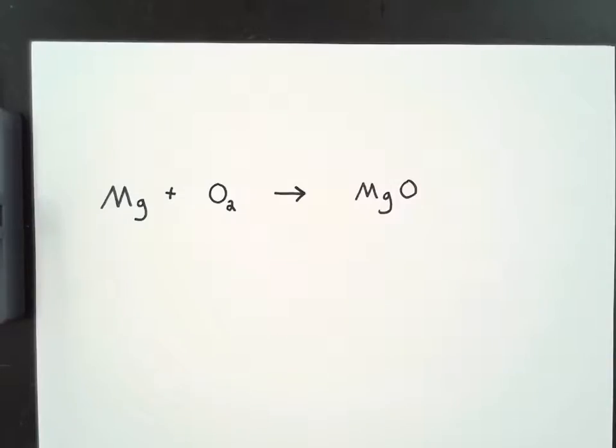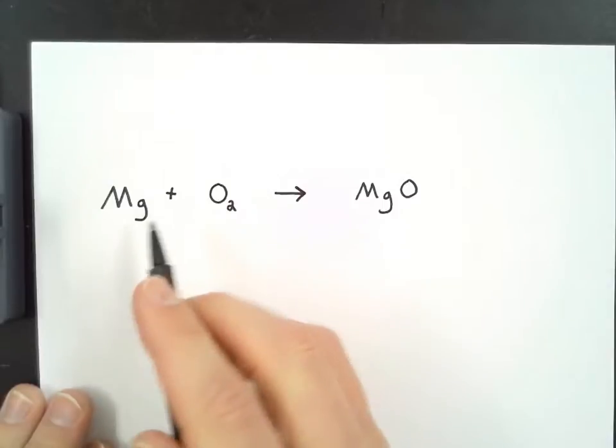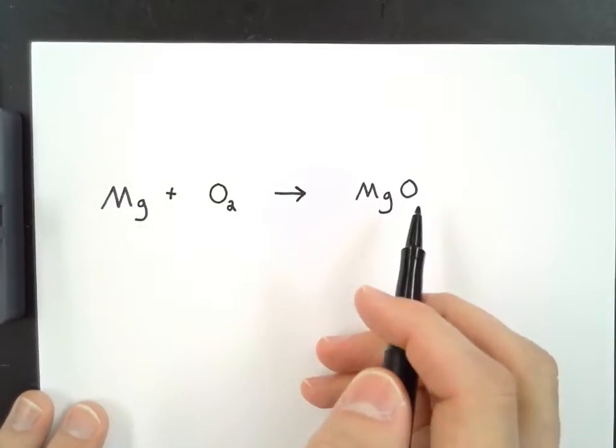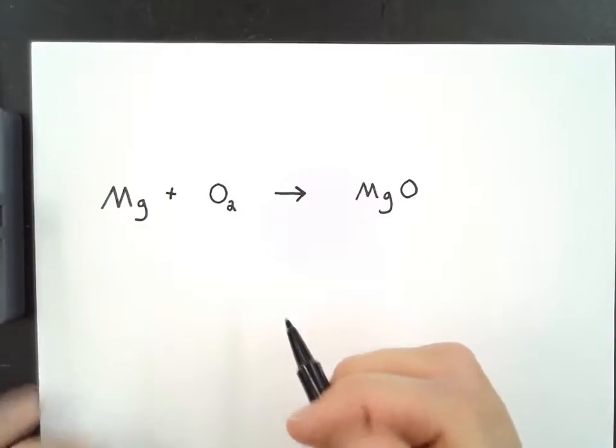Okay, so let's take a look at balancing some chemical reactions. So we'll start with a pretty easy one. This first chemical reaction, we have magnesium plus oxygen yields magnesium oxide. One of the first things I like to do is draw a T-chart underneath the reaction.